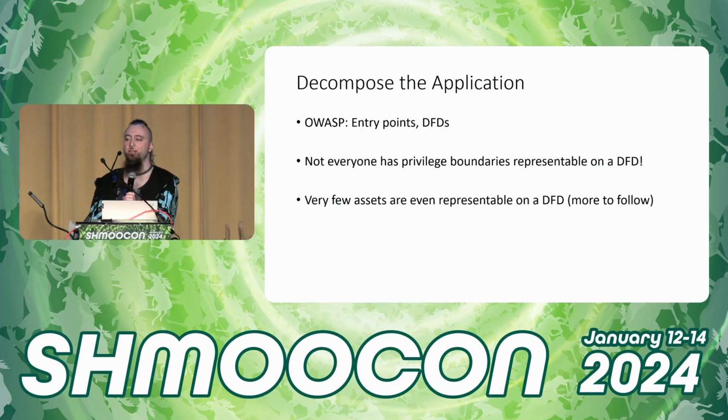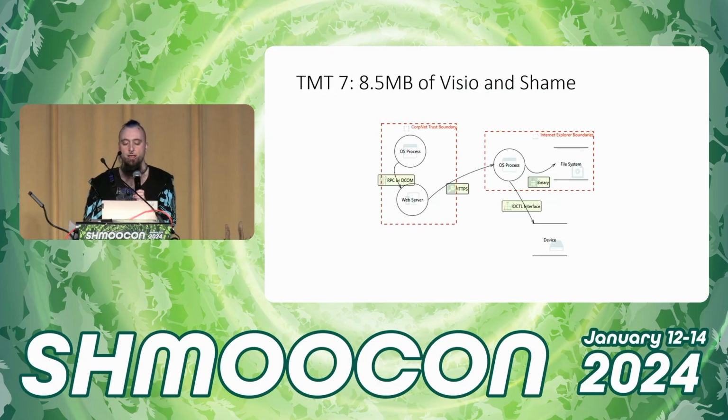The part of this that gives me pain is that not everyone has privilege boundaries that are quite exactly representable on a data flow diagram. In fact, very few assets are even representable on a data flow diagram. More to follow on that later, but let's look at one of these.